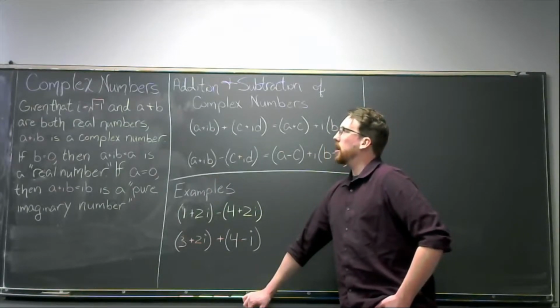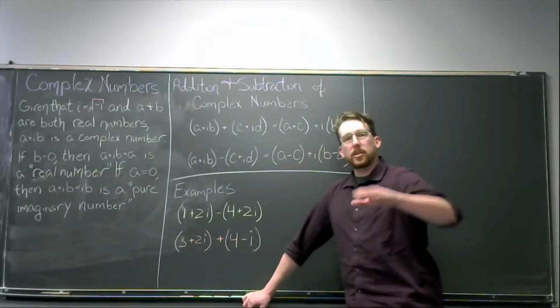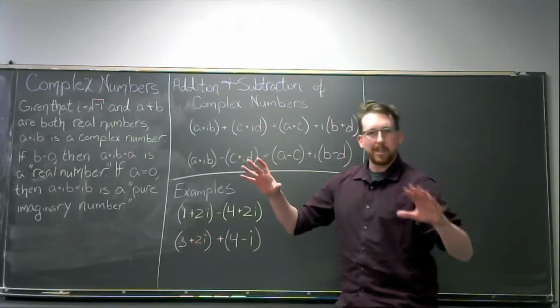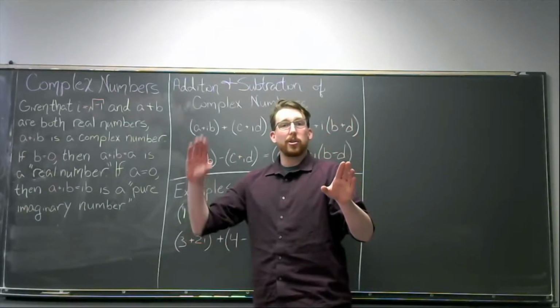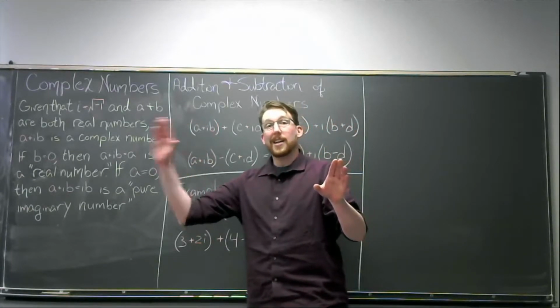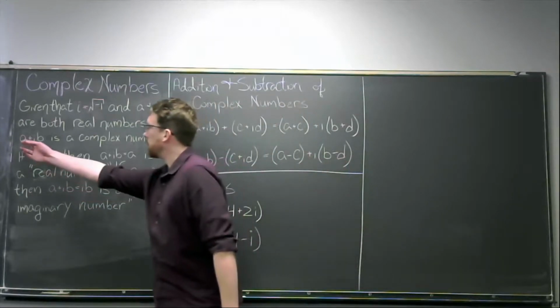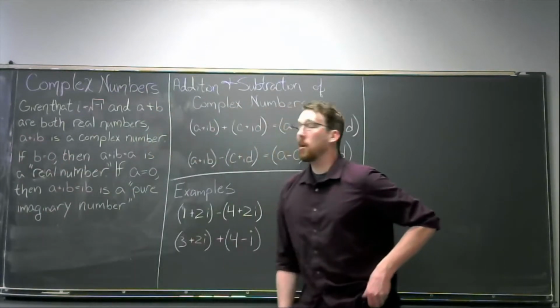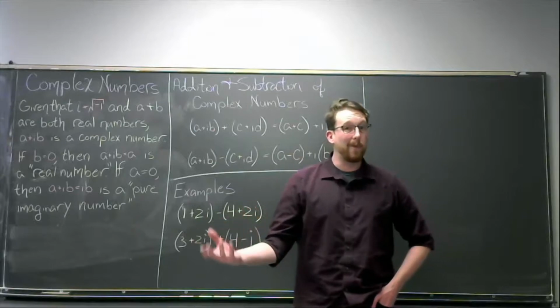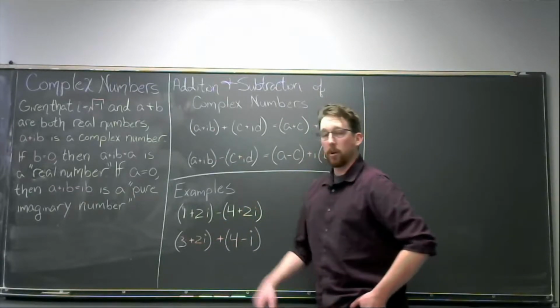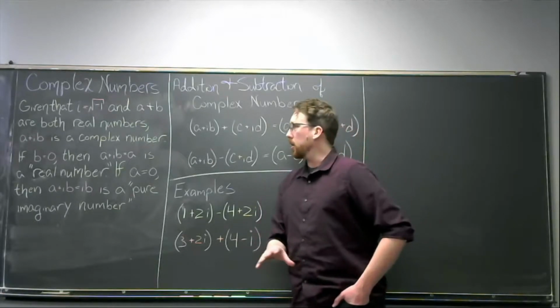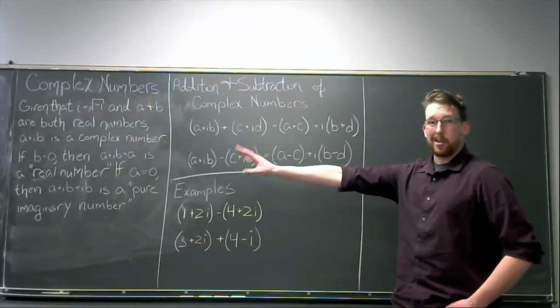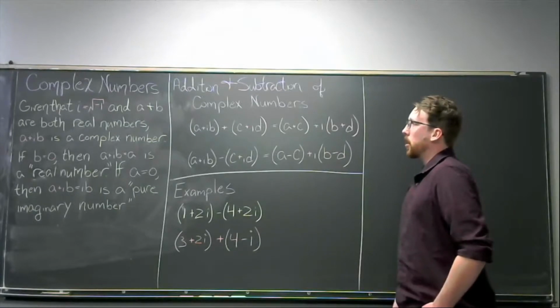And what a complex number is: you take two different real numbers, a and b, and you say, I want to add a to i times b. This is going to be a complex number in what's called standard form. There are other forms we might write complex numbers in, and we'll talk about those later. But for now, we're just going to talk about standard form.